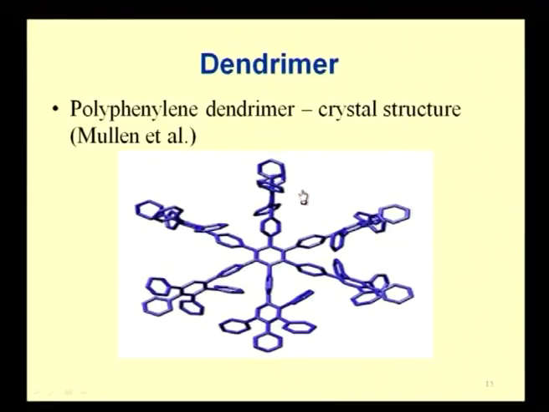And this is an example of a dendrimer which is being used already. It is the polyphenylene dendrimer, the crystal structure of which is put over here. So, you have a branched structure like this, and this structure was proposed by Mullen et al. Let us have a short break and then continue with the rest of the technologies.